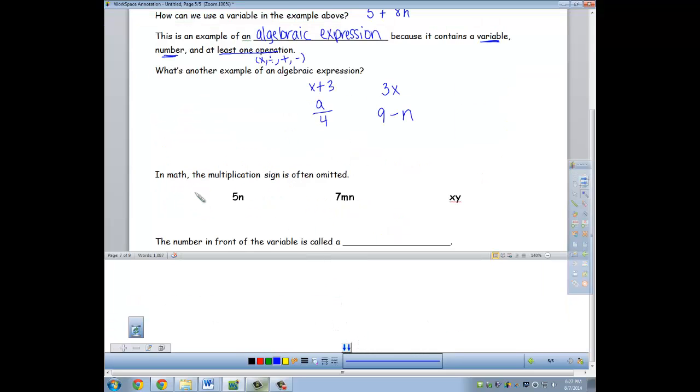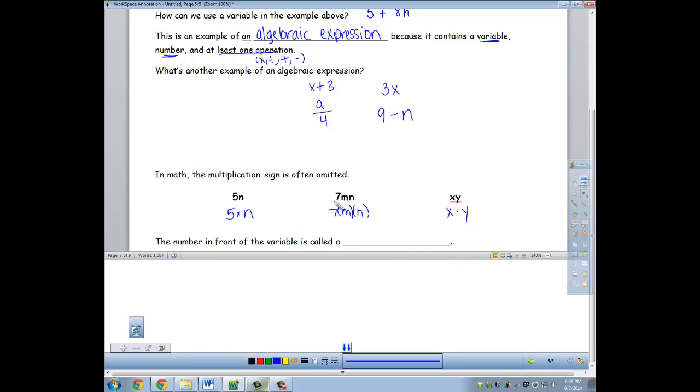So down here it says, in math, the multiplication sign is often omitted. So here, we don't see anything that's actually a multiplication sign, but they all mean multiplication. So this means 5 times n. The reason that mathematicians don't write the little x as multiplication is because it can look like a variable. That's why we get rid of it. This means 7 times m times n. So you could write it all in parentheses if you wanted to separate it a little bit. And this means x times y.